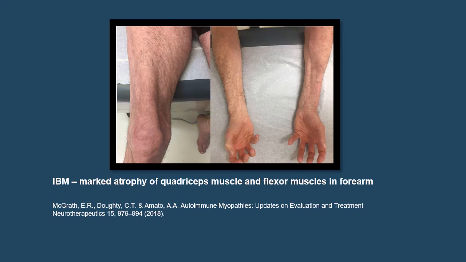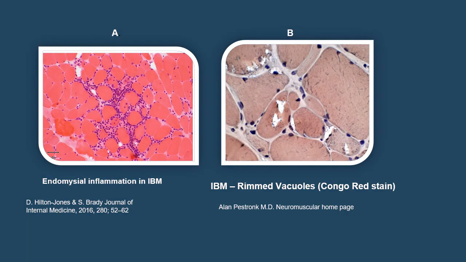This is an image showing marked atrophy of the quadriceps muscle and the flexor muscles in the forearm. This is from an article by McGrath, Doughty, and Amato from 2018. Image A shows endomysial inflammation in IBM, and this is from an article by Hilton Jones and Brady in 2016. Image B shows rimmed vacuoles on muscle biopsy, which are best seen on Congo red stain, and this is from the neuromuscular homepage by Alan Bestronk.